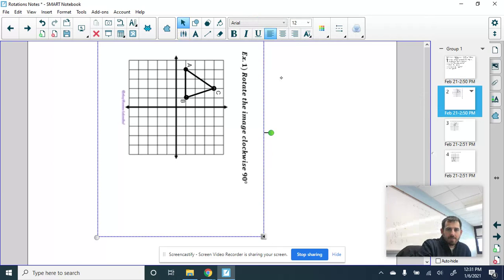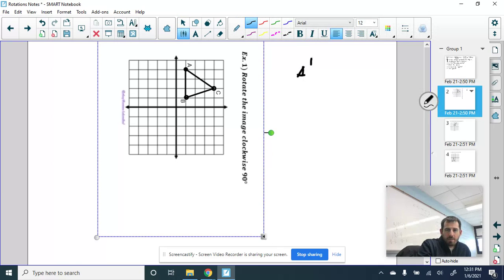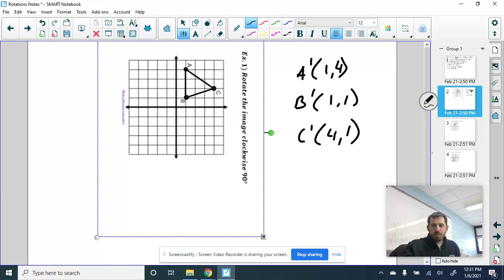So technically, this is A prime. Yeah, it's listed as A, but it's really A prime because this is going to be after the rotation. So X for A prime, we went right 1, so it's a positive 1. And we went up 4, so it's a positive 4. Then we do the same thing for B prime and C prime. B prime, you went right 1 and up 1, so it's positive 1, 1. And for C prime, you went right 4, positive 4, up 1, so it's positive 1. That's step 2, writing down the points.